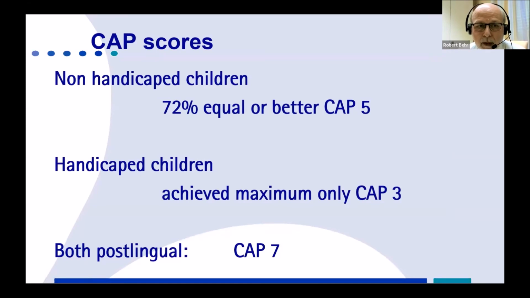So in our series, in the children who had no additional handicap but the deafness from birth, 72% were equal to or better than CAP 5. That means, in other words, that 72%, almost 3/4, are able to achieve open set speech understanding. And the handicapped children achieved a maximum of only CAP 3. And the two postlingual patients both achieved CAP 7. Postlingually means they had some speech already before they went deaf, mostly by meningitis and then ossification of the cochlea.